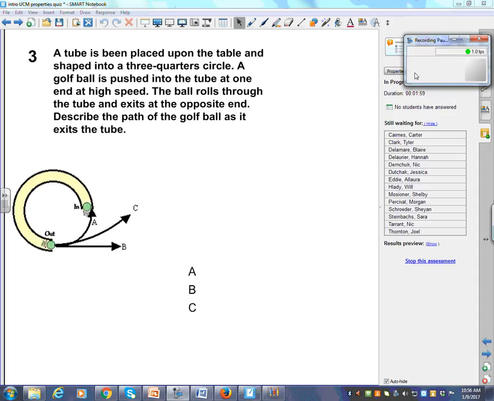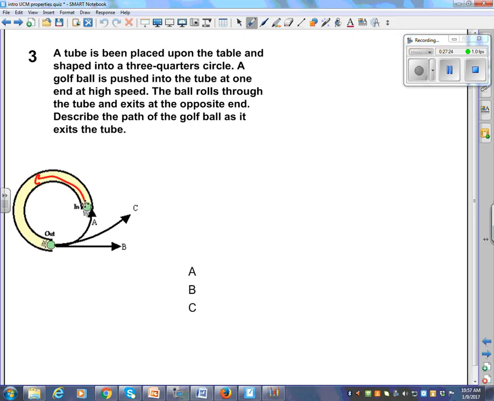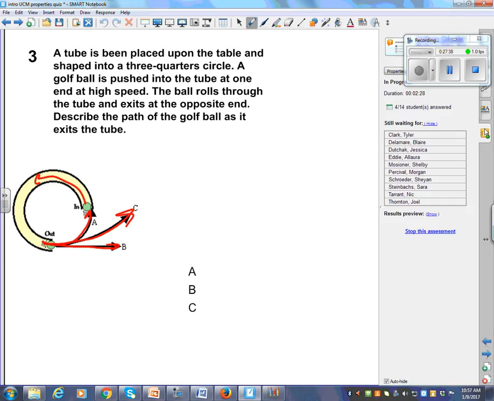A tube has been placed upon a table and shaped into a three-quarter circle. A golf ball is pushed into the tube at one end at high speed. The ball rolls through the tube and exits at the opposite end. Describe the path of the golf ball as it exits the tube. So it's being pushed in here, and it's flying around. So when it comes out, will it go to A, will it go to B, or will it go to C? A, B, or C. Which direction will the golf ball go?